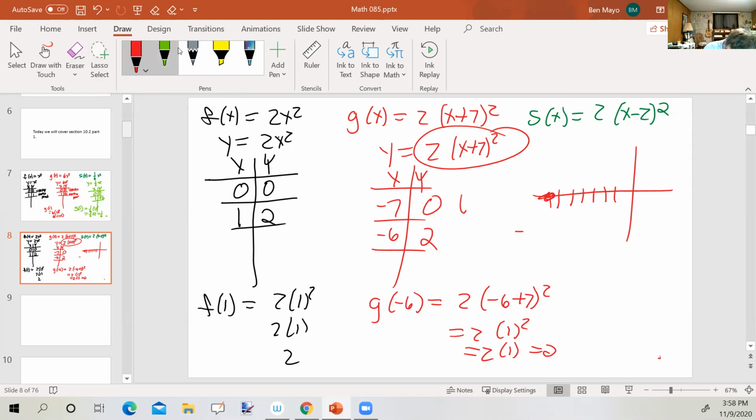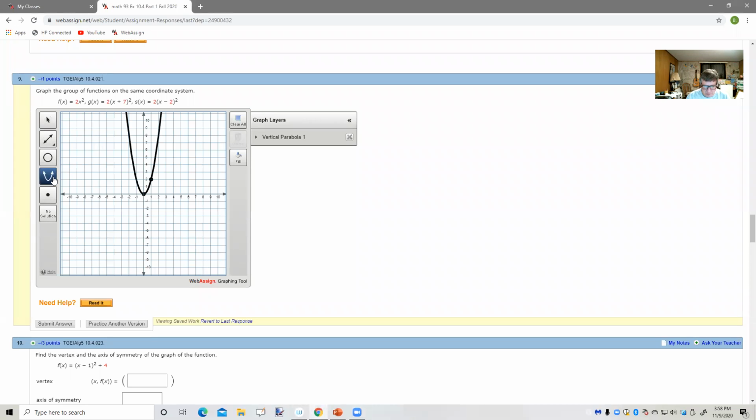So here again, this is the vertex, and then our other point. Okay, so we're going to go back here and turn that blue: -7, 0, and -6, 2.